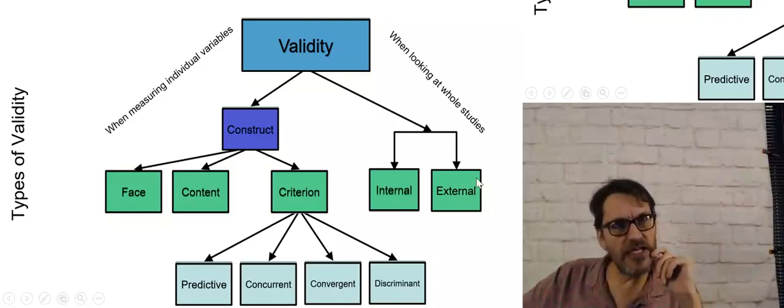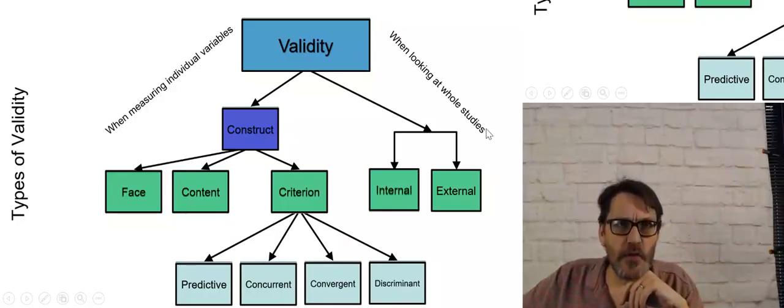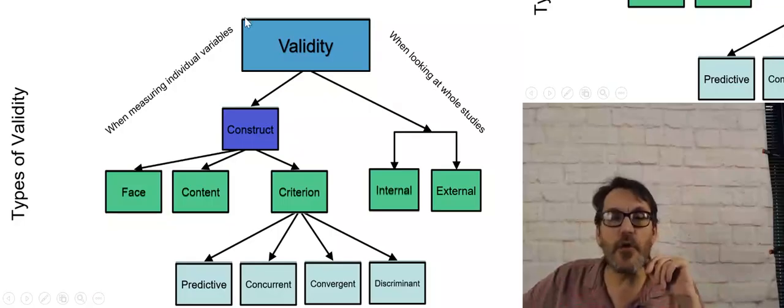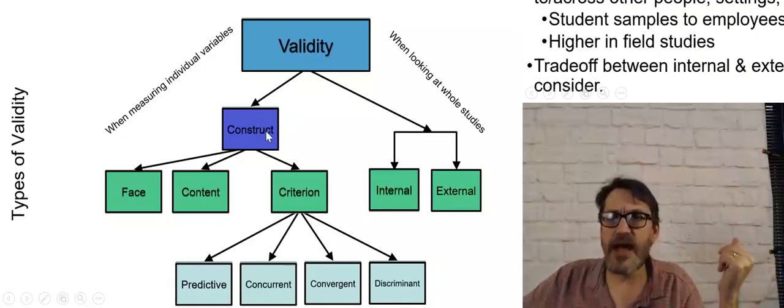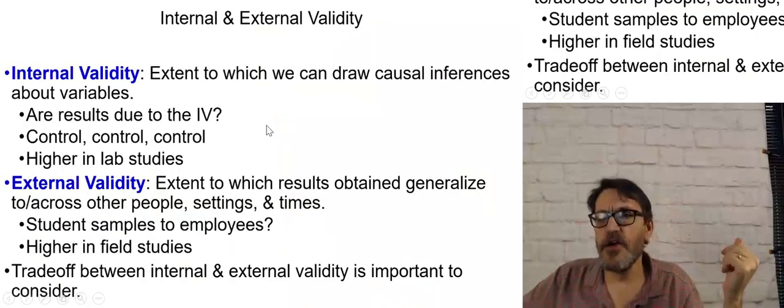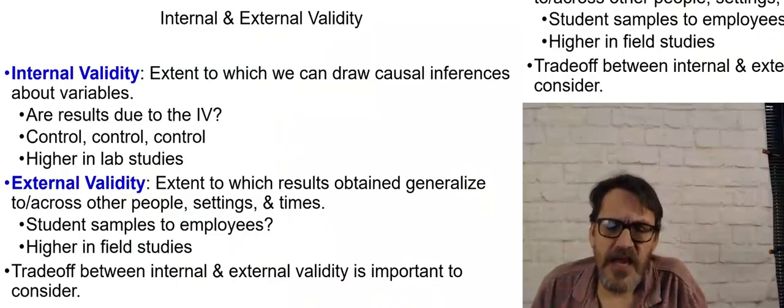And if you're looking at an entire research study of sorts, you would talk about internal and external validity. But if you're measuring an individual construct, an individual variable, then we go down this path with construct validity. Okay? And in the world of construct validity, there's lots of ways to establish construct validity. In particular, if you travel the path from criterion validity down, lots of different ways to establish these validities. Okay?